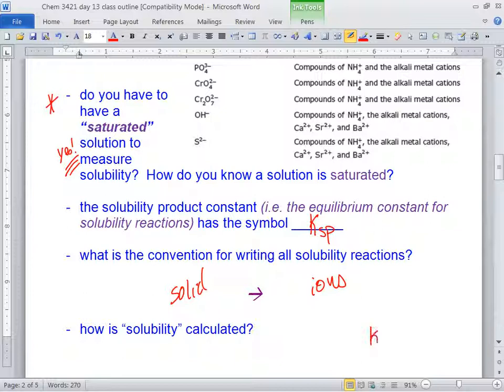You'd have this Ksp, and it's all products over reactants. So you'd have the ions right up here, all the ions raised to any power if they're there, and it's all over 1. I agree with that, and this is the number, but it still doesn't tell us what the concentration of those ions are. And which ion, right? The solubility is the blank and blank.